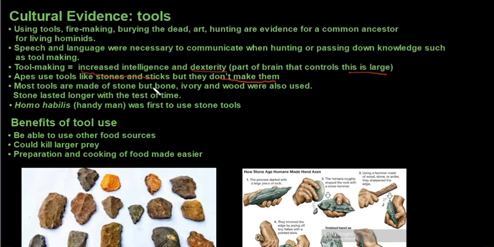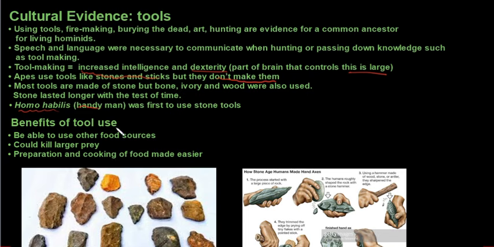Most tools are made of stone, but then bone, ivory, and wood are also used. Now, stone lasted longer with the test of time, and those are generally the ones that you would get in archaeological sites when they dig them up. And then the first one to use stone tools is Homo habilis, also known as the handyman.